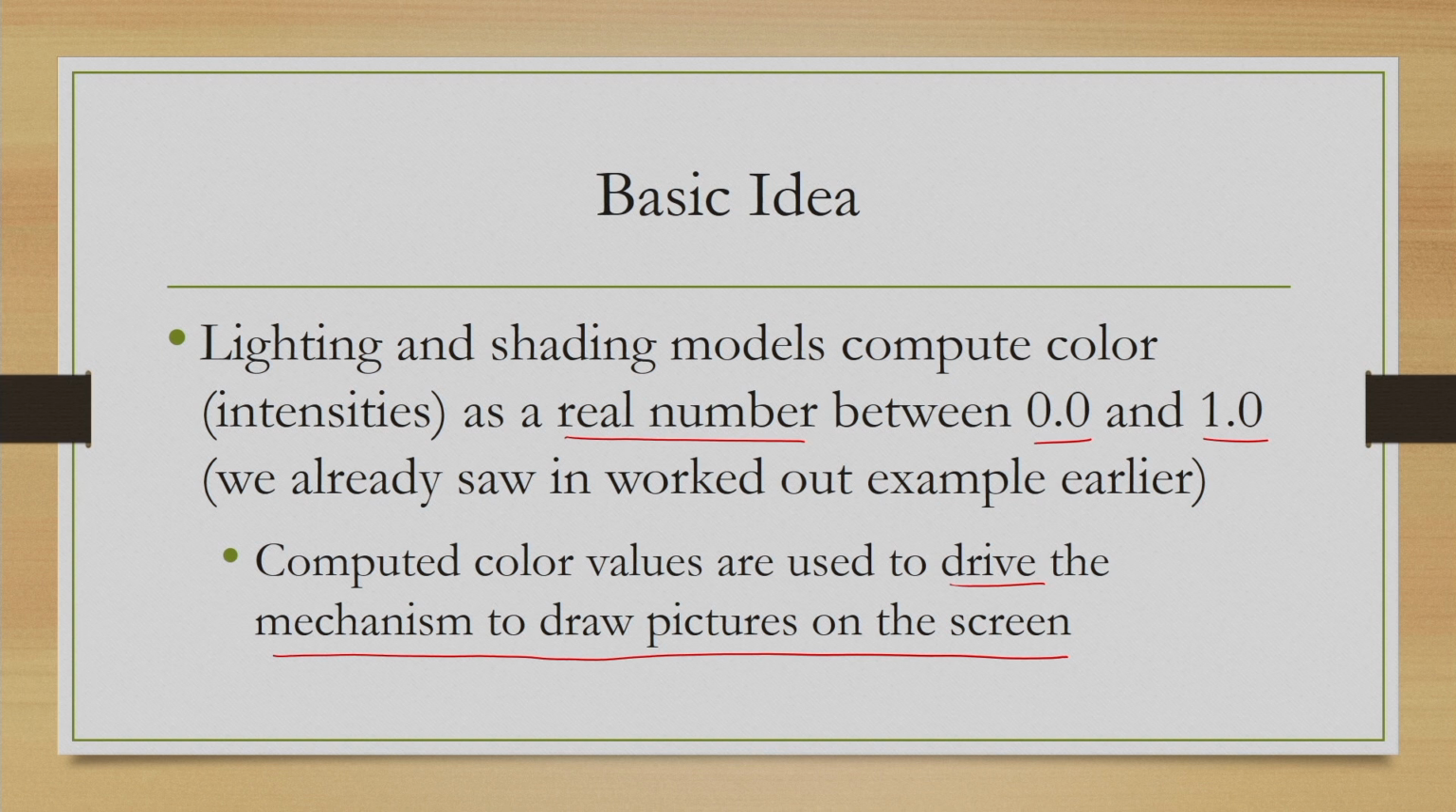Now, these values are supposed to be used to drive the mechanism to draw pictures on the screen. In the introductory lectures, we have touched upon the basic idea of a graphic system. There we mentioned that through the pipeline stages we compute intensity values, and these values are used to basically drive some electromechanical arrangement which is responsible for rendering or displaying a colored object on a computer screen.